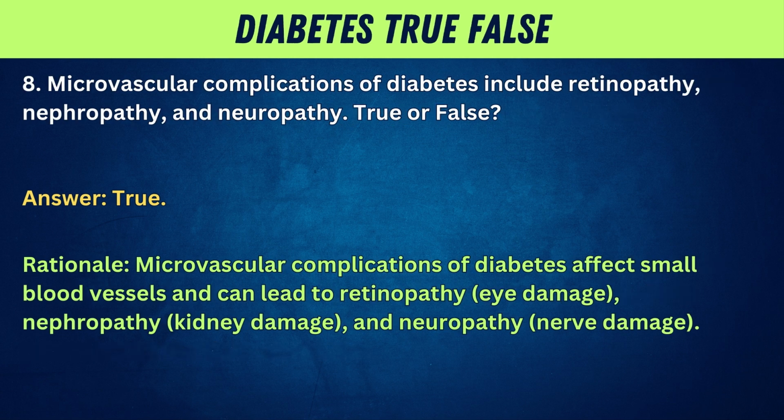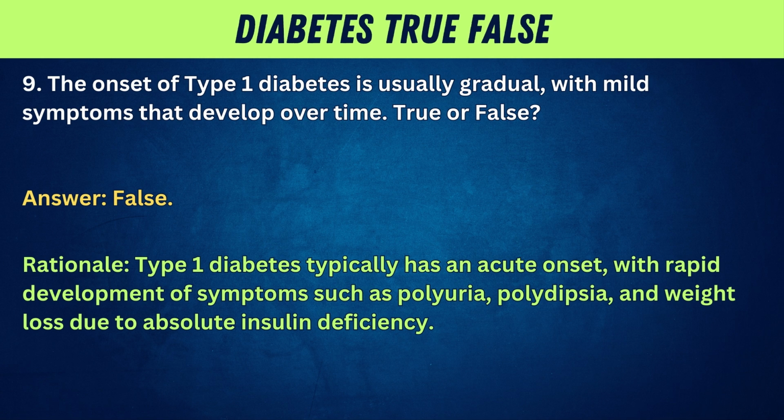8. Microvascular complications of diabetes include retinopathy, nephropathy, and neuropathy. True or false? Answer: true. Rationale: microvascular complications of diabetes affect small blood vessels and can lead to retinopathy, eye damage, nephropathy, kidney damage, and neuropathy, nerve damage.